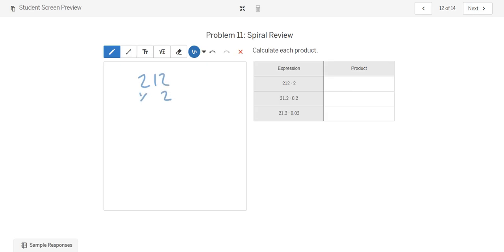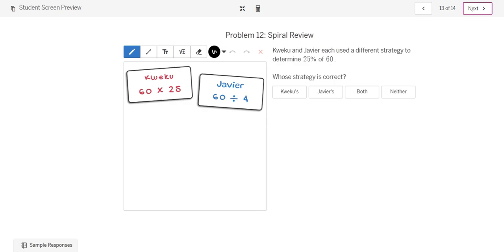212 times 2 is 424. This one's the same thing. I can't draw it, but it's got one decimal place. That 0.2 has one decimal place, so my answer has to have one decimal place. So 4.24. Then I've got a 0.2 and a 0.02. That's 3 decimal places. So over here, I'm going to have 0.424. But in every case, it's 424, 424, or 424.